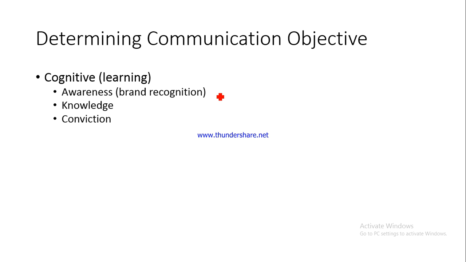The cognitive objective. Cognitive means something which has relation to how we think and learn. So that is what cognitive is. How people learn, how people think. So it has to do with the thinking aspect, right? The rational aspect. Now cognitive is basically about the thinking aspect, and one of the objectives could be to achieve some learning, to make people think about your product, to make people aware about your product.